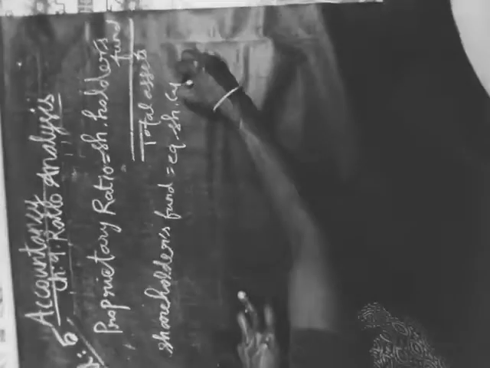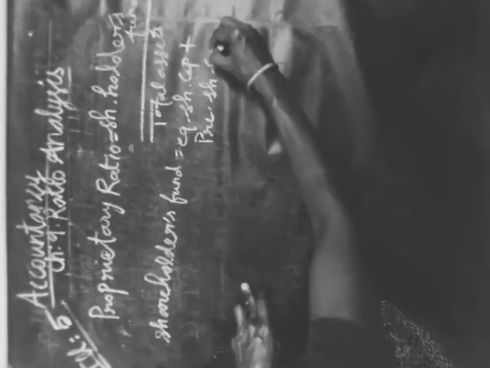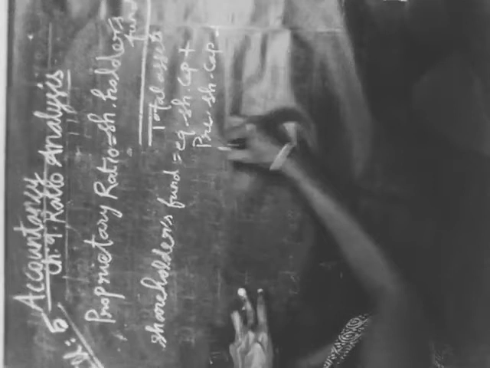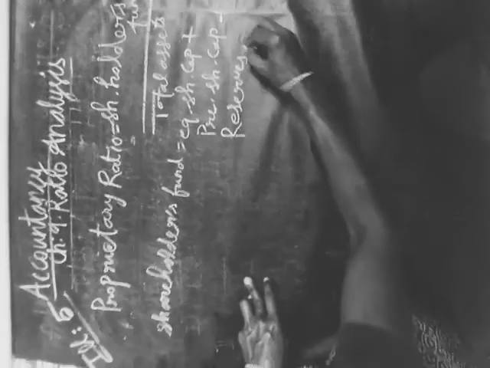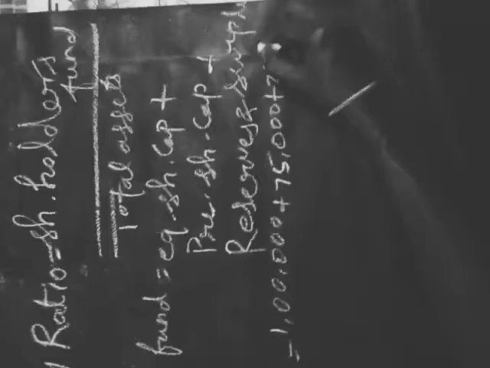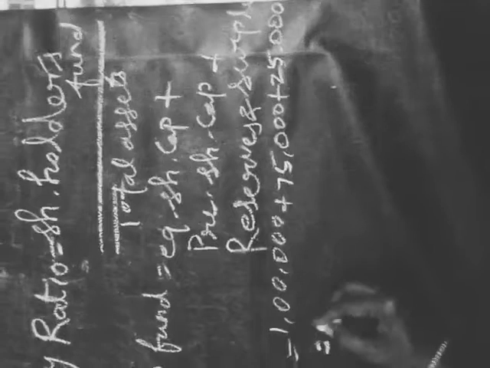So, shareholders fund is equal to equity share capital plus preference share capital plus reserves and surplus. So the amount is 1 lakh plus 75,000 plus 25,000. Total 2 lakh.